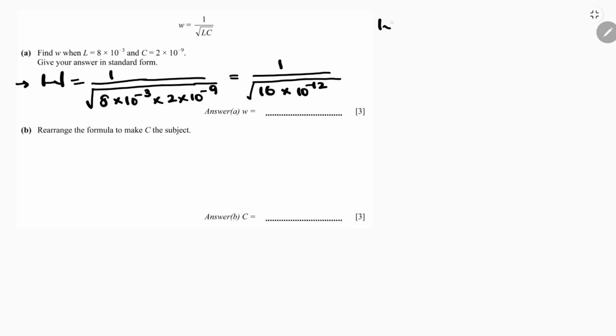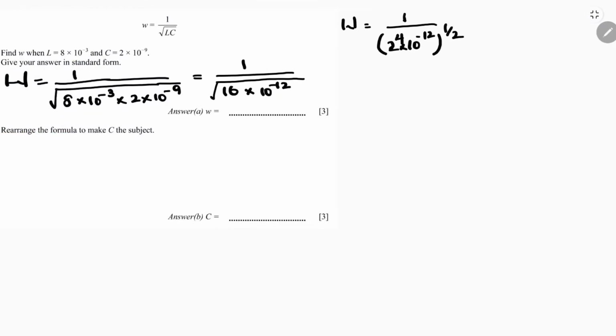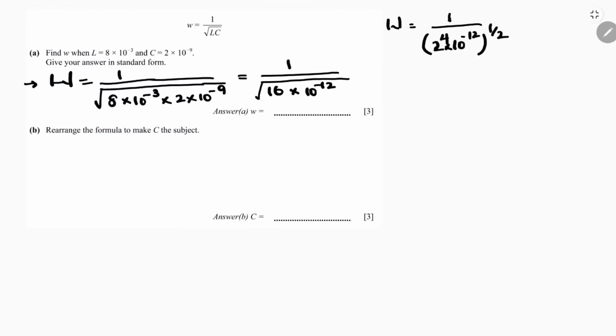Now next step, I'll write here: W equals 1 by root. If I write in exponential form, whole power 1 by 2. 16 I can write as 2 power 4, and 10 power minus 12. So W value equals 1 by 2 power 4 whole power 1 by 2 into 10 power minus 12 whole power 1 by 2.